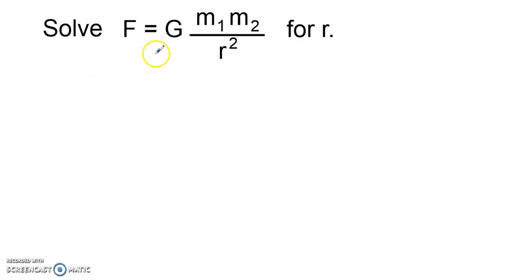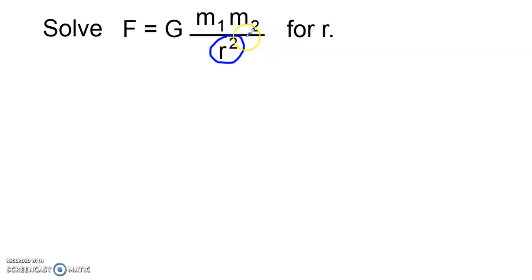Solve F equals G times M1, M2 over R squared. Okay, so these little numbers 1 and 2 just mean that M1 is different than M2. It's just like calling them X and W. They're two different things, so we cannot combine those. So we're solving for R here.